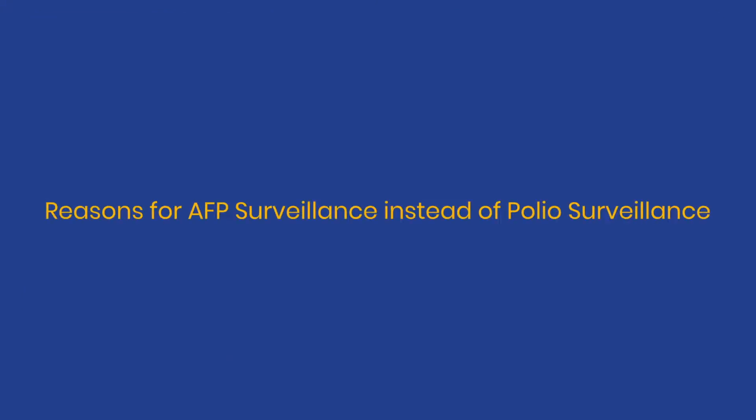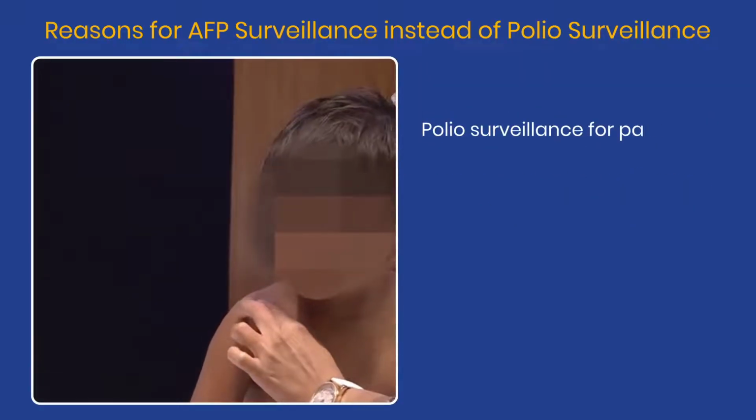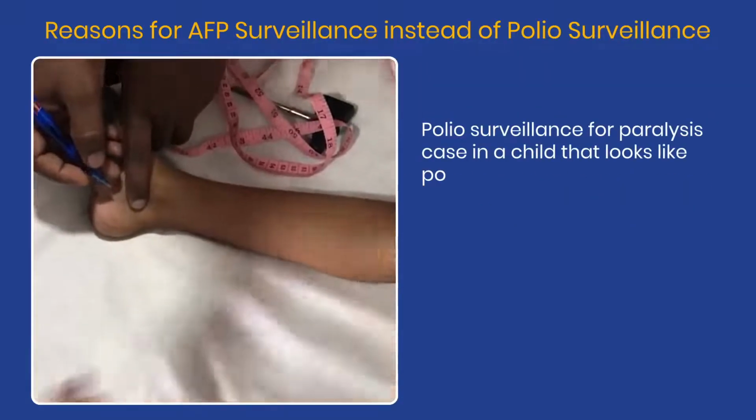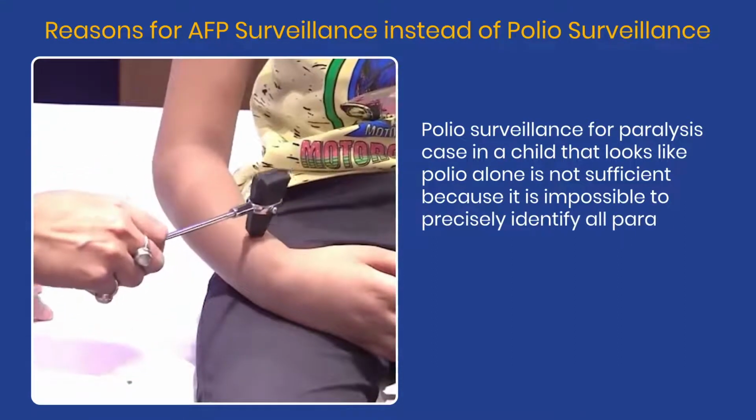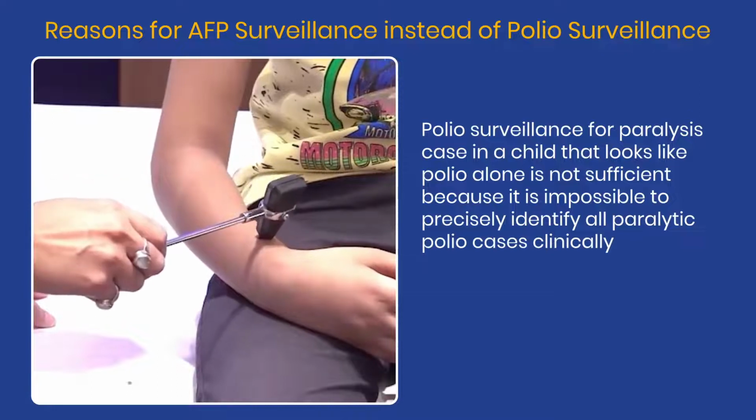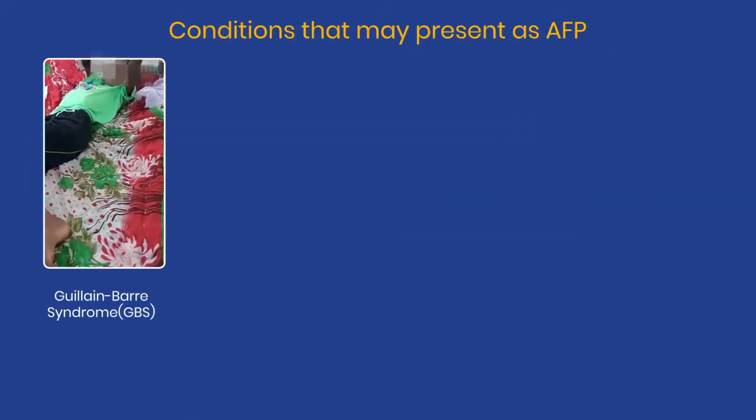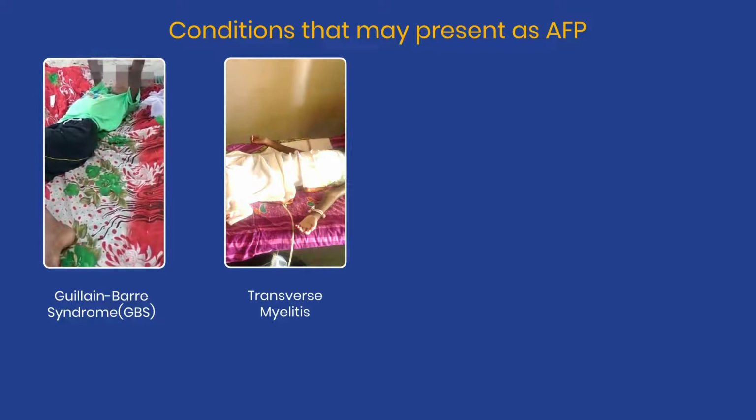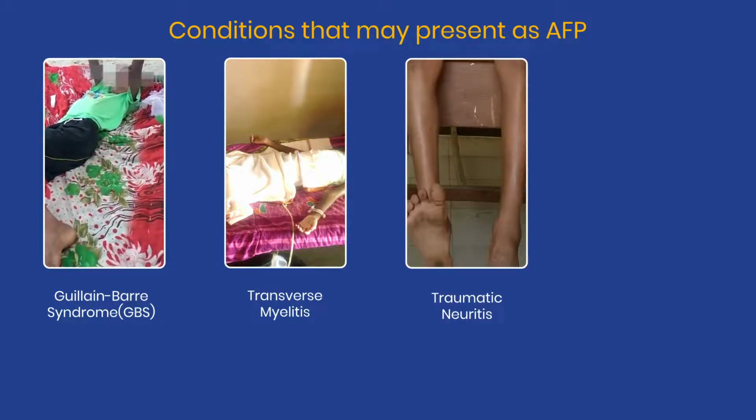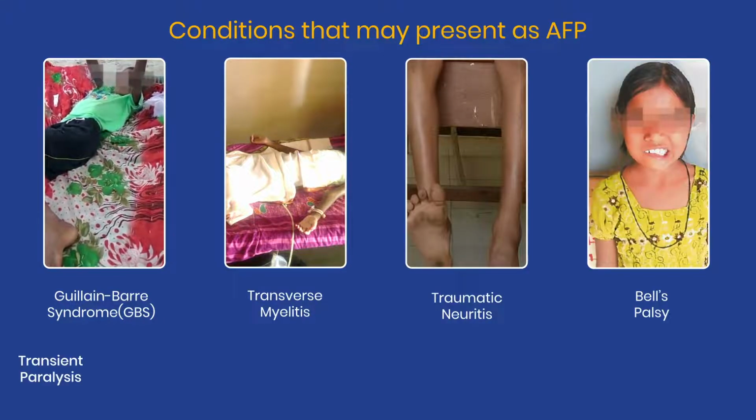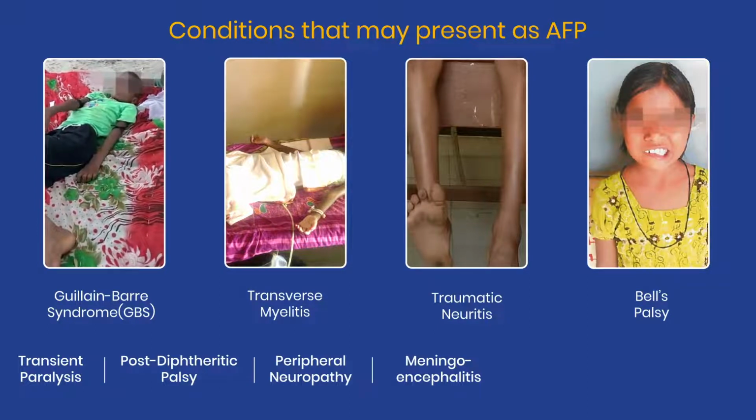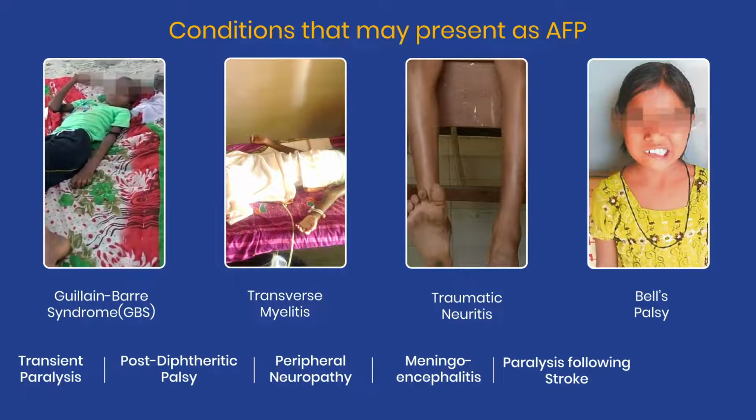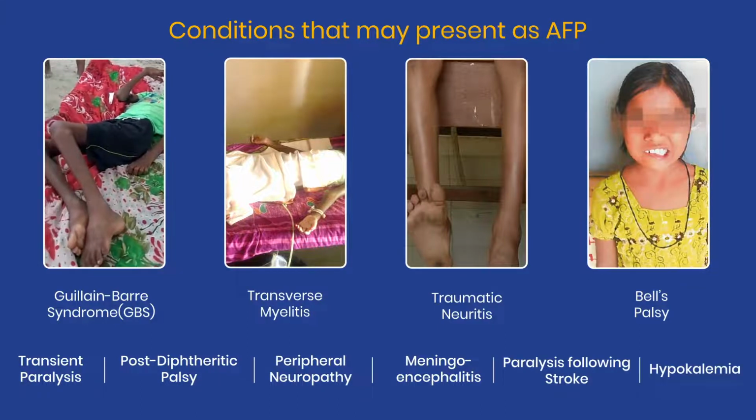Now let us look for the reasons of AFP surveillance instead of polio surveillance. Polio surveillance for paralysis case in a child that looks like polio alone is not sufficient because it is impossible to precisely identify all paralytic polio cases clinically. Conditions that may present as AFP are Guillain-Barré syndrome, transverse myelitis, traumatic neuritis, Bell's palsy, transient paralysis, post-diphtheretic palsy, peripheral neuropathy, meningoencephalitis, paralysis following stroke, hypokalemia, etc.